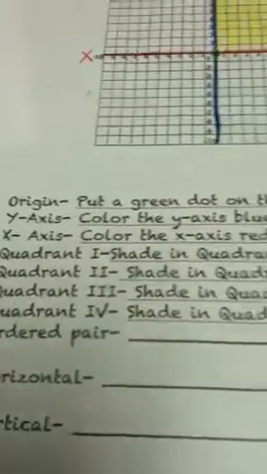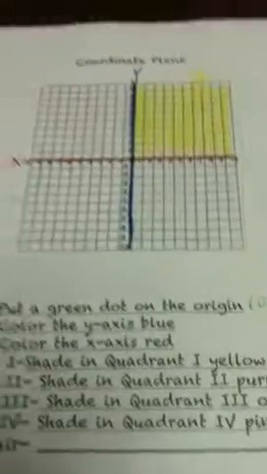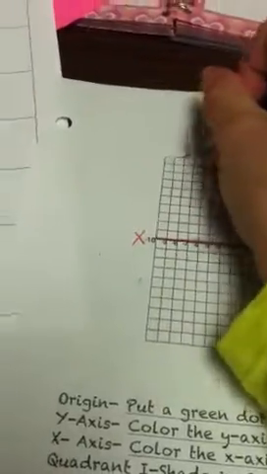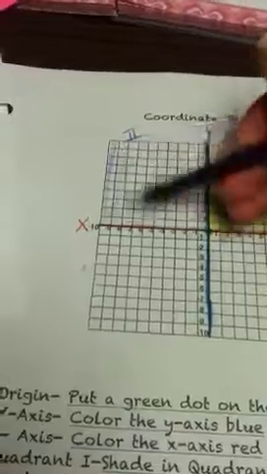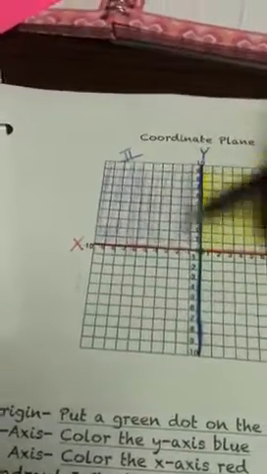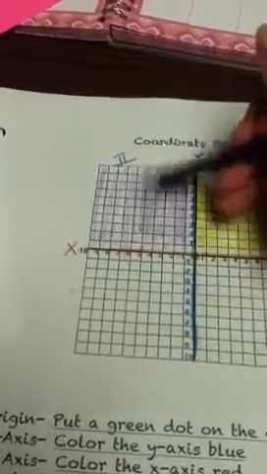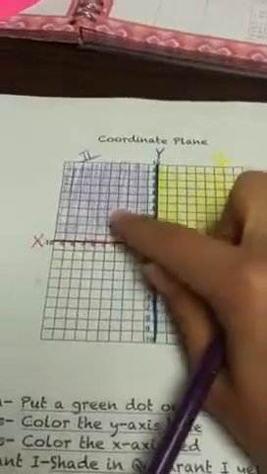All right, quadrant 2. Shade in quadrant 2 purple. So please get your purple pencil. And quadrant 2 will be right here. The quadrants are sort of formed in a counterclockwise direction. Quadrant 2 is to the left of quadrant 1, if you look at it counterclockwise.